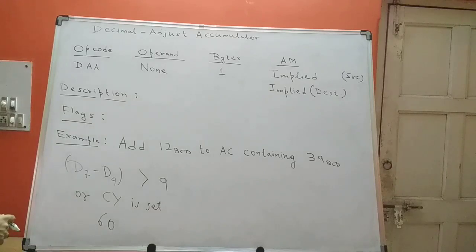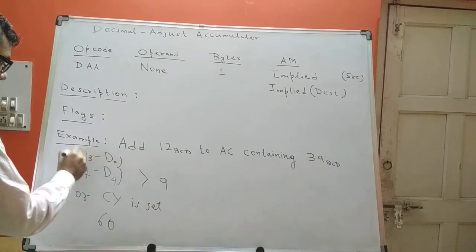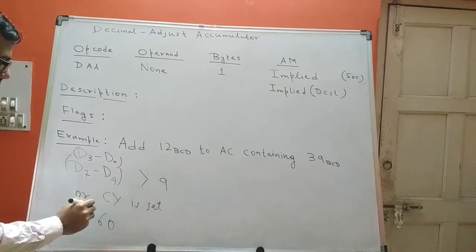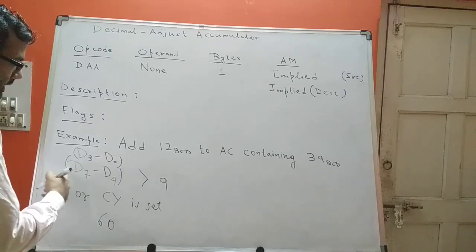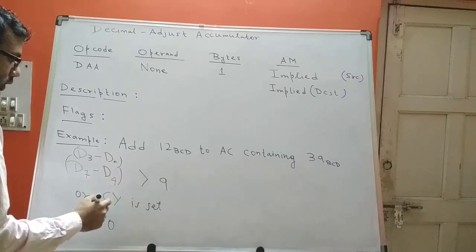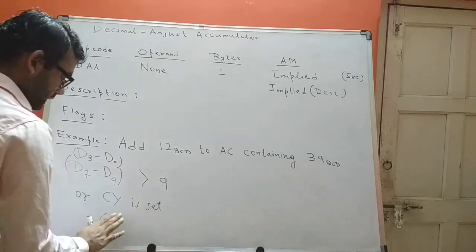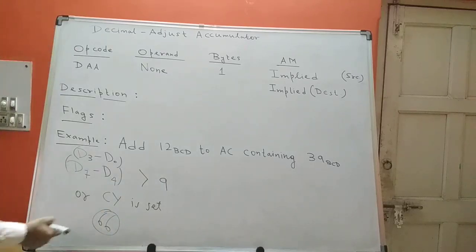Point number 3. If both low order 4 bits, that means D3 to D0, and high order 4 bits, that is D7 to D4, are greater than 9, we need to add 66 to the entire result.